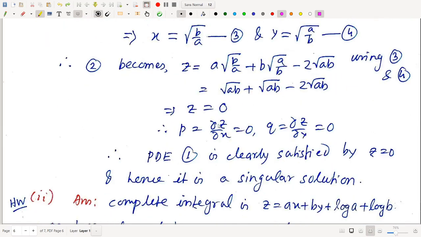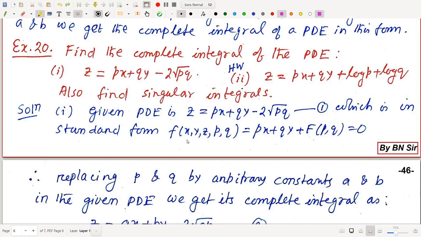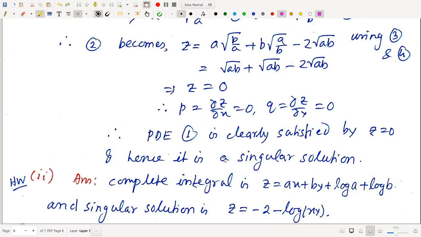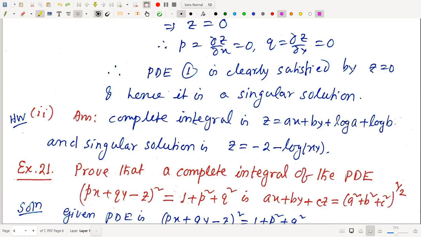Now z equals 0 means del z by del x is 0, del z by del y is 0, so p and q are 0. Therefore, if we put p equals 0, q equals 0, z equals 0 in the original PDE, we see the equation is satisfied. Therefore z equals 0 is the singular solution, satisfied by z equals 0, and hence it is a singular solution.